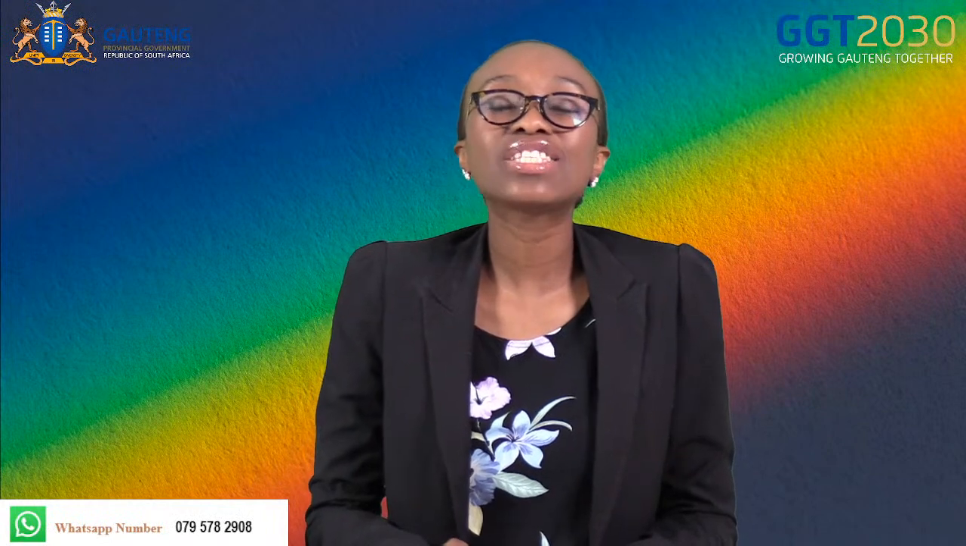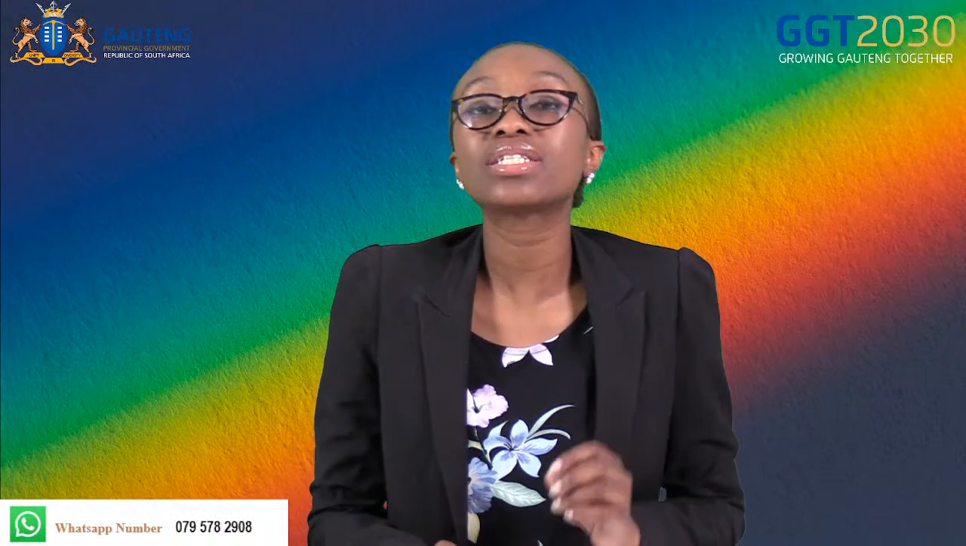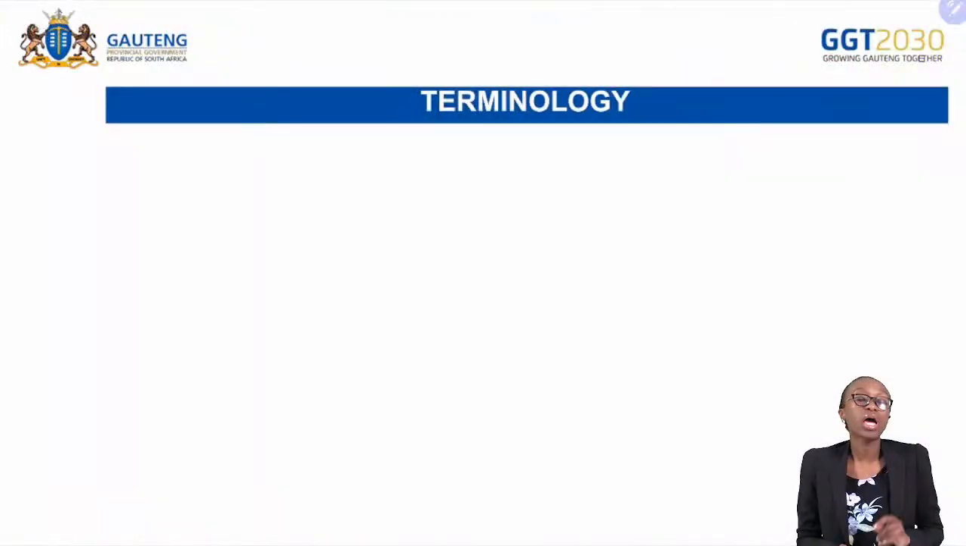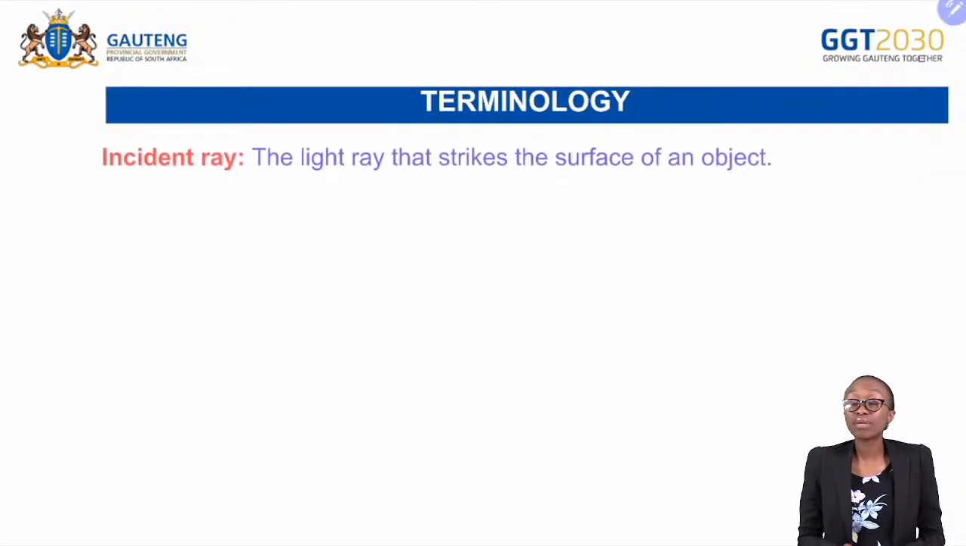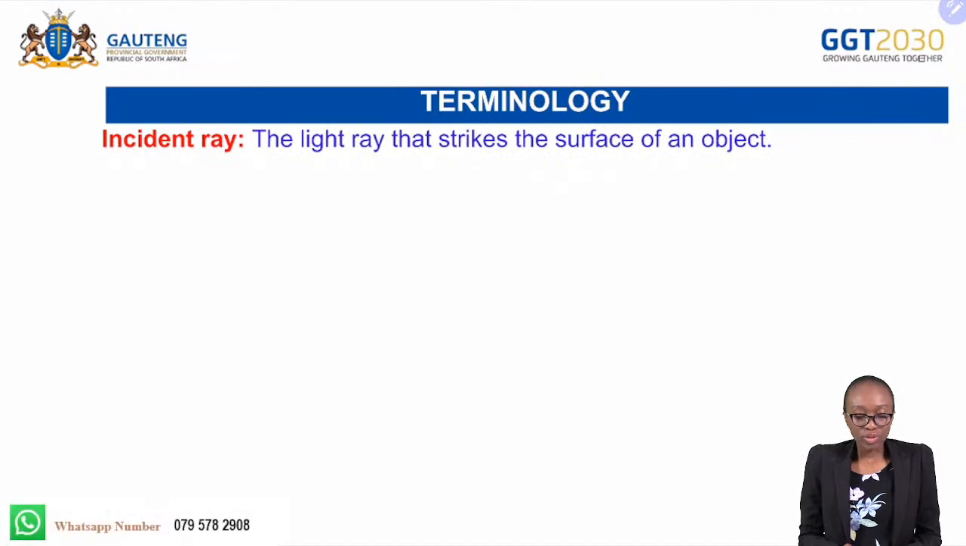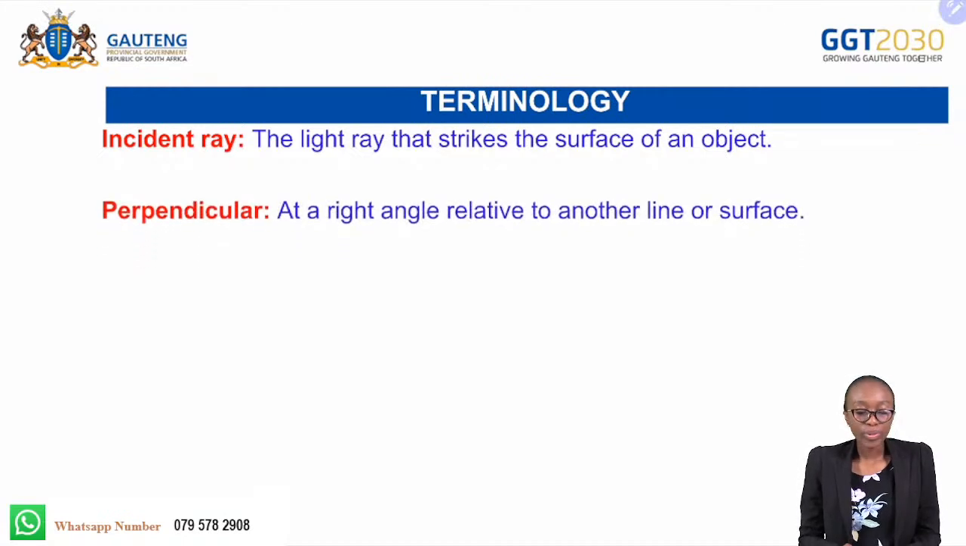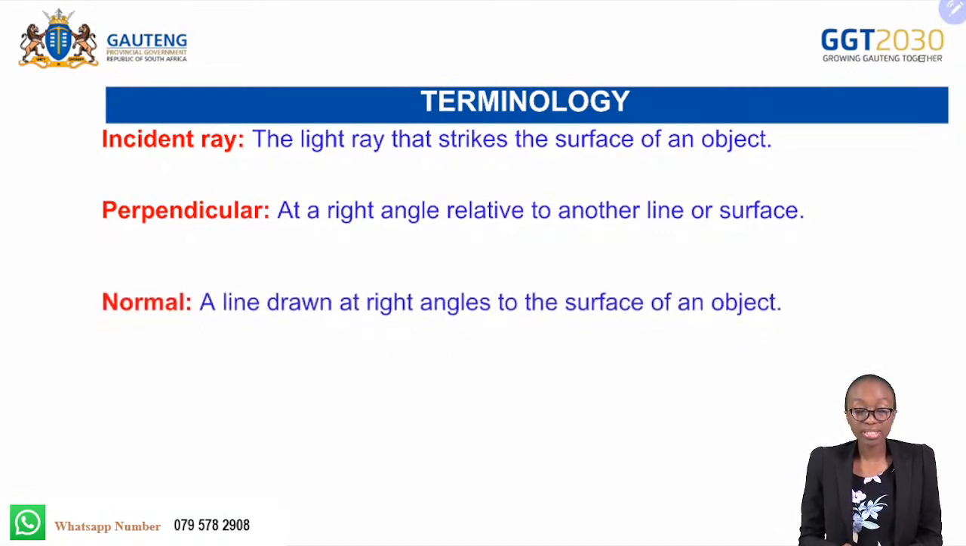All right, so now let's move on to terminology. These are the terms that you're going to come across during the lesson. Let's see which terms we have today. We've got incident ray. This is the light ray that strikes the surface of an object. Remember, we called it the incoming ray in the previous lesson. And then perpendicular, this is at a right angle relative to another line or a surface. Remember, we said the normal is always perpendicular to the surface of an object. And then normal, this is a line drawn at right angles to the surface of an object. So that is the normal.